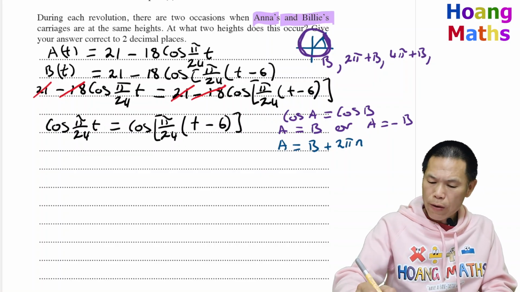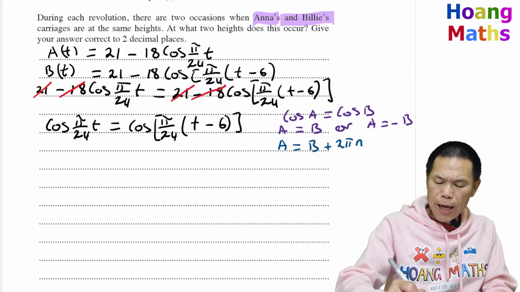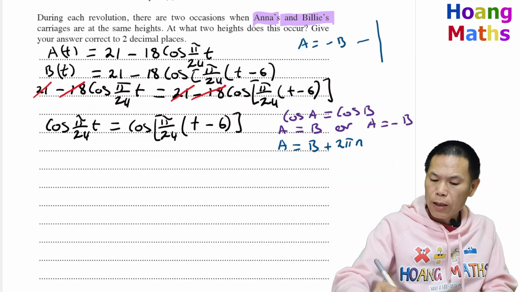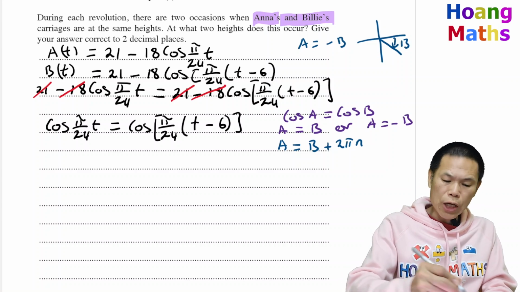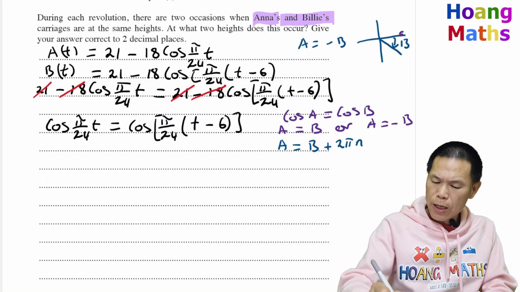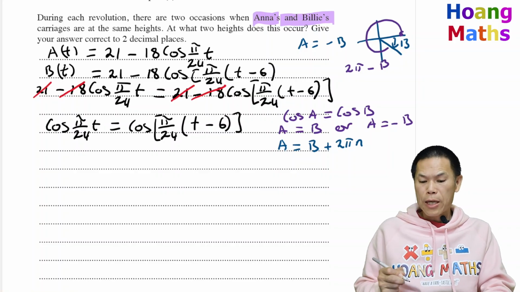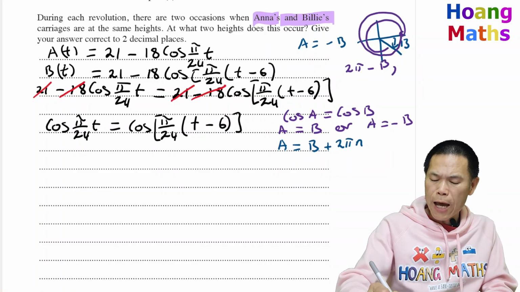And also for negative B, let me clear this for you. If A is negative B, that means the acute angle will be here. That is the reference angle B. So for the general solution, we start from here and go this way. That means 2π minus angle B. And then the next solution is, 2π already done, 4π minus B.